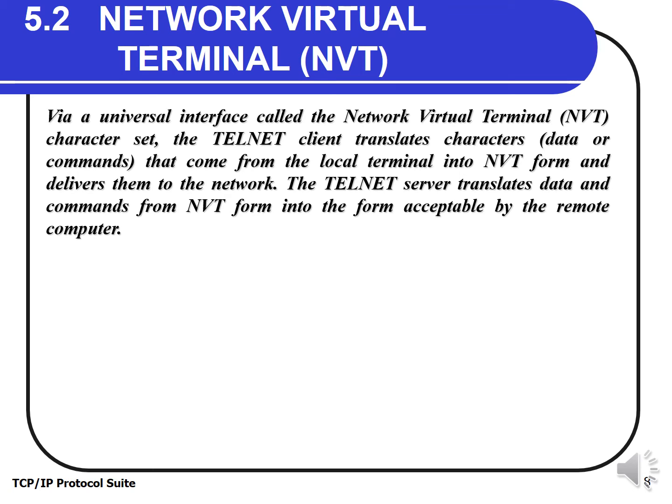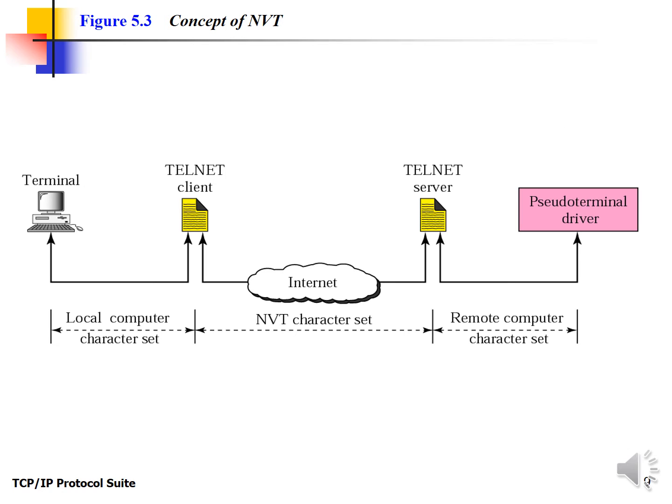The Telnet client transfers characters that come from the local terminal into NVT form and sends them to the network. It translates the data coming from NVT to the local form. So you have the Telnet client and server. The NVT character set will be transferred. The client request will be transformed to the Telnet server through the NVT set, and then that will be given to the pseudo terminal.